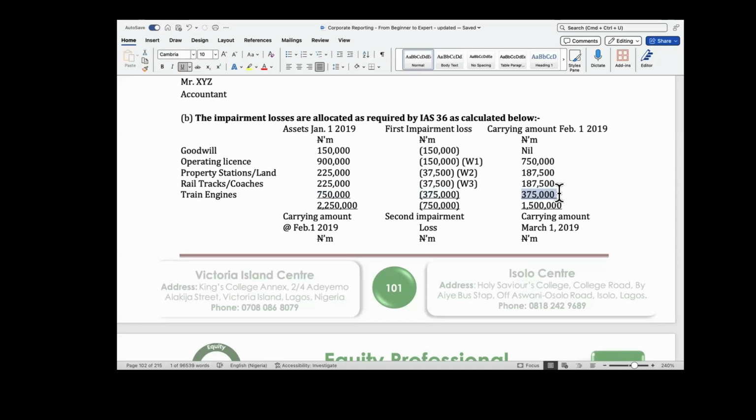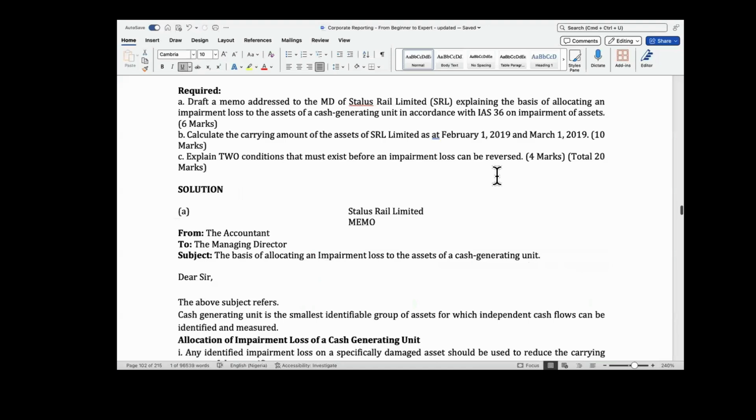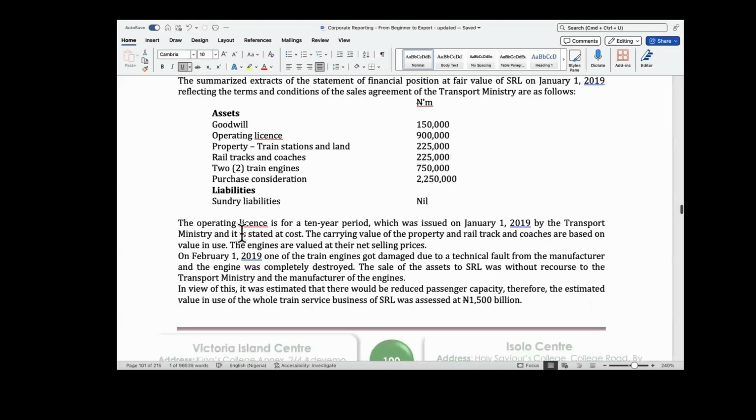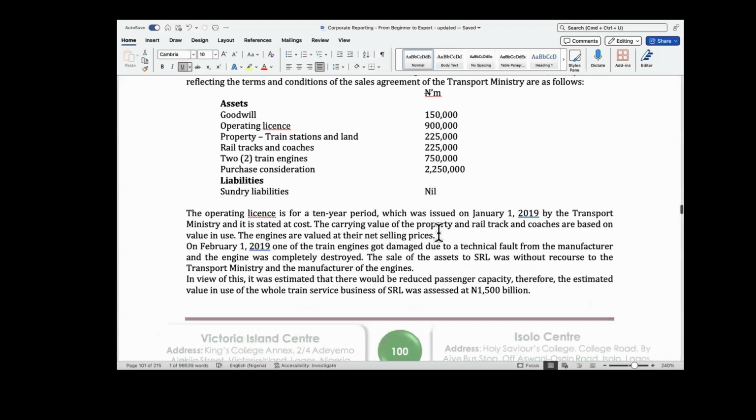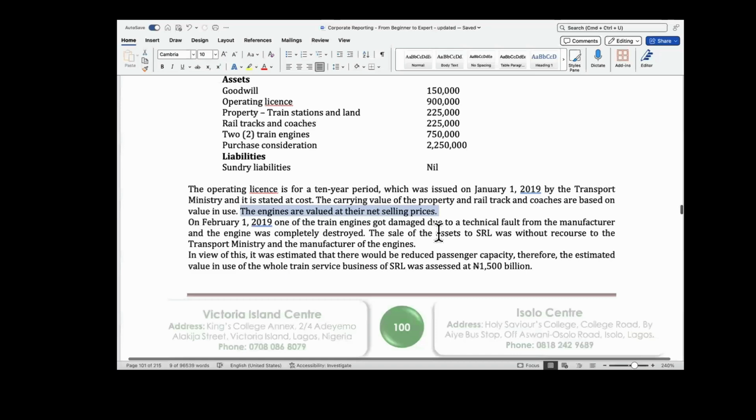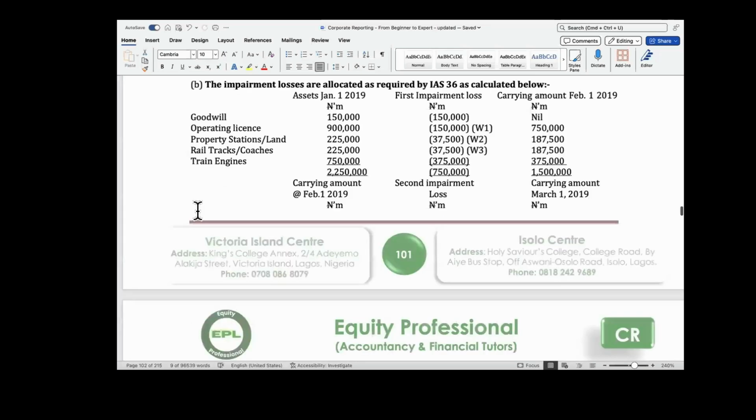And how did I know that? The market price less cost. The question told us that the engines are valued at their net selling prices. So you need to be very careful. When they tell you that, that means you cannot impair for that. That's the only reason. So that means, guys, you need to listen better. If I hadn't mentioned it, you would just have assumed that, okay.